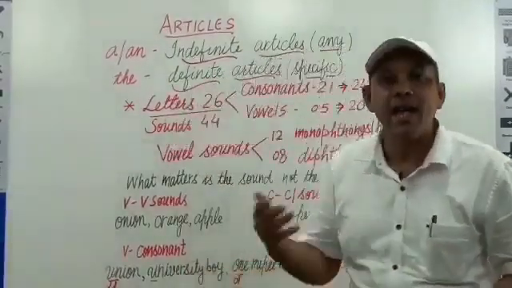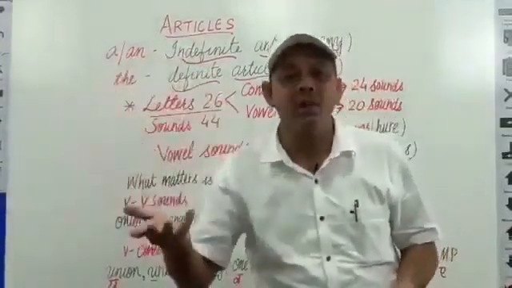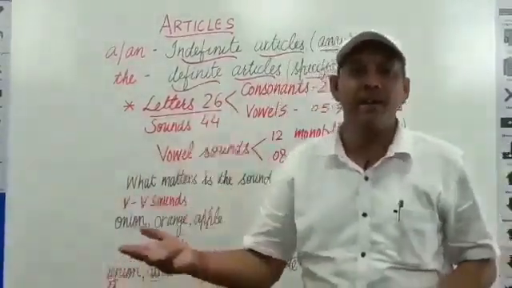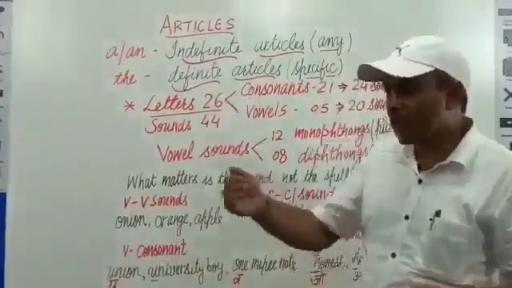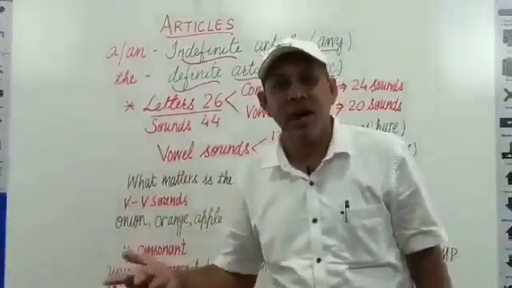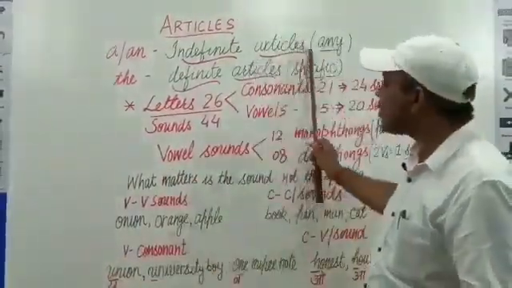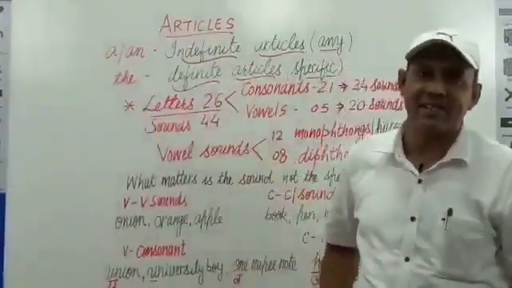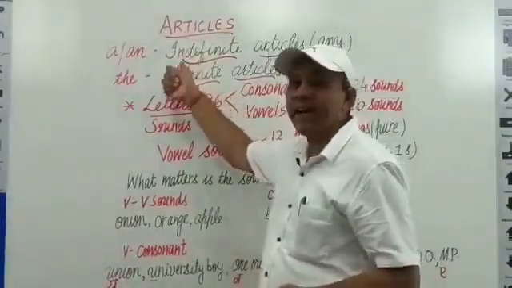A book means any book. If I say bring a book, it means you can bring any book. Please give me a pen, means any pen. In general, it is not specific. We go to a shopkeeper and we say, give me a marker. Which marker? Any marker. It means any. That's why they are known as indefinite articles. They are not definite. Opposite of definite is indefinite.